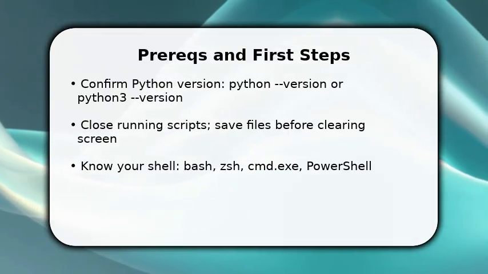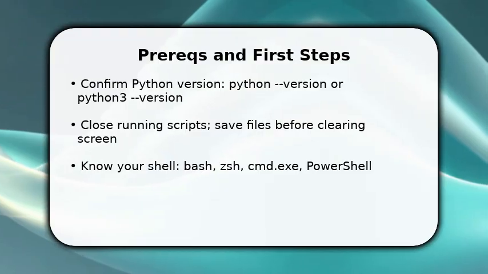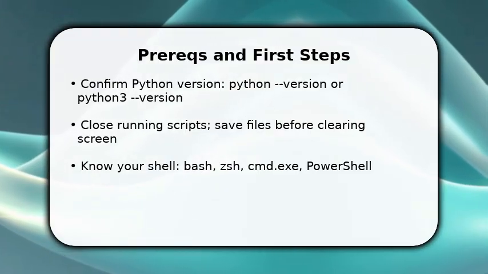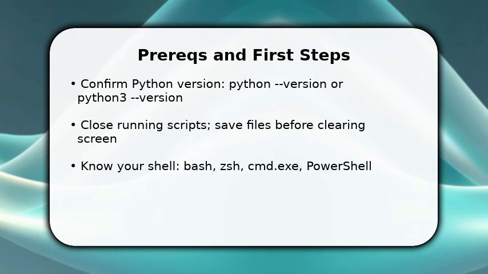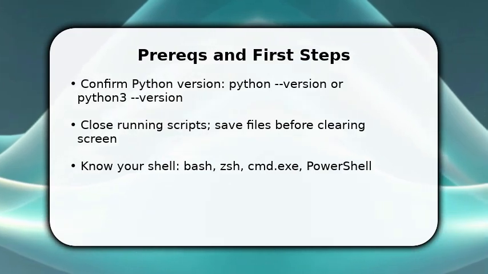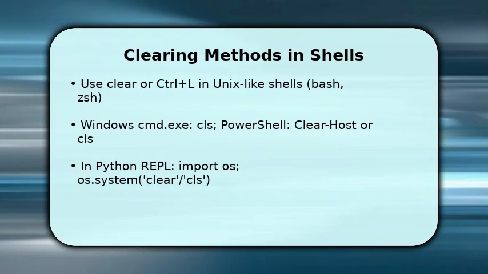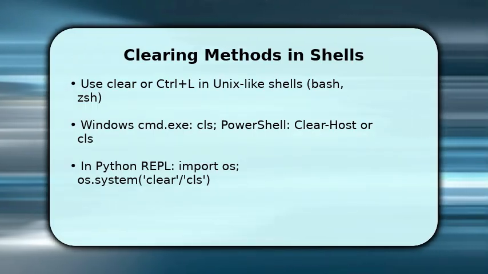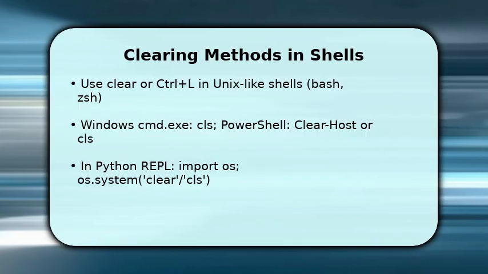I'll show the exact commands next, so make sure you can run simple commands and that you're not inside an unsaved program anymore. Now you execute the clearing commands appropriate to your environment. In Unix-like shells, type clear or press Ctrl+L to refresh the view. This only scrolls, it doesn't delete history. On Windows, use cls in CMD.EXE or Clear-Host in PowerShell. Both visually reset the terminal.